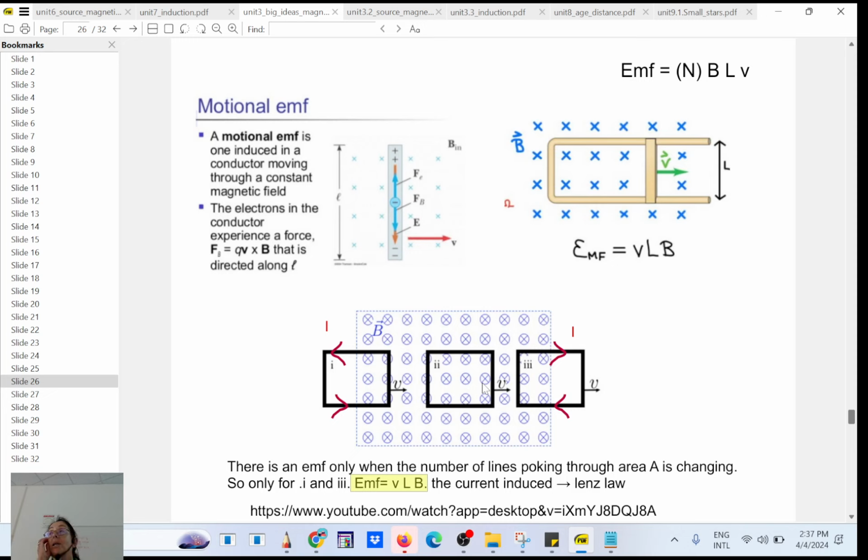Yeah. Okay, so now I'm going to introduce something very important, especially for the final conceptual question. How can we find which way the current is flowing?